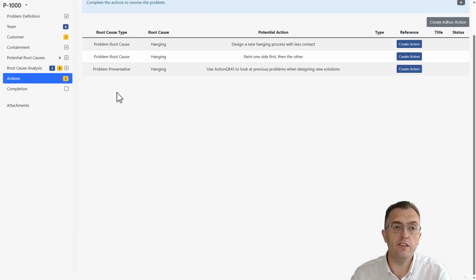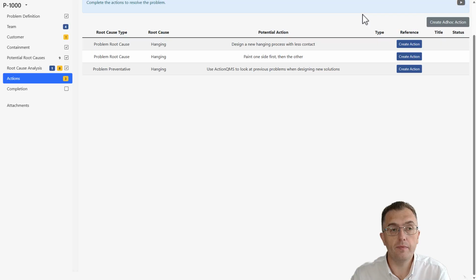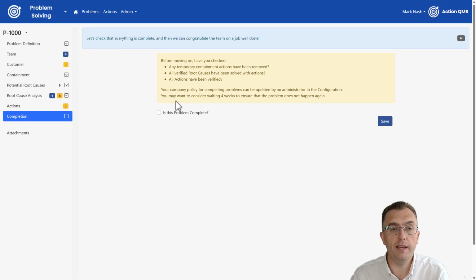And then once we've got a list of potential actions, we can look through that list and actually start actioning them. So we'll either create an action within our system, or we might start a new project. Because if this is going to be something that you want to go through some sort of engineering change control process, then we can go through the gateway system. Then finally, we can congratulate our team and set the problem as complete. So that is, in a nutshell, our problem solving tool.